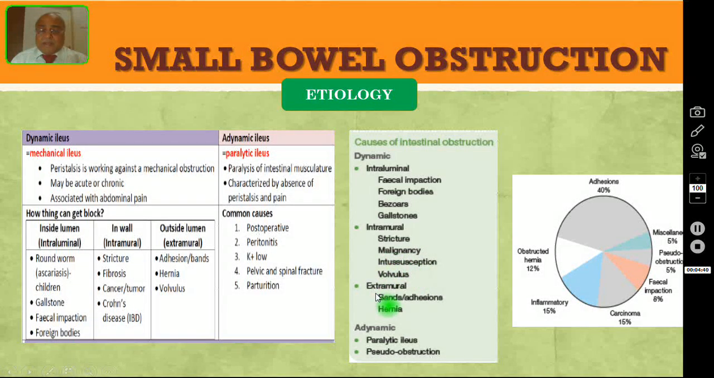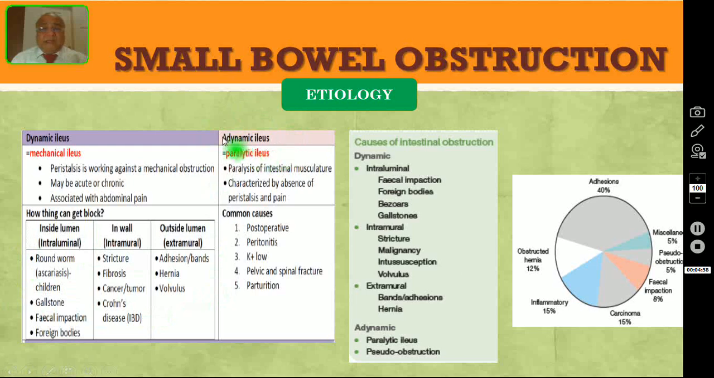The extramural causes are usually the commonest, two causes. One is a band, congenital band, or maybe post-op adhesion, or it could be an obstructed inguinal hernia. So this is the same thing you are seeing here also.